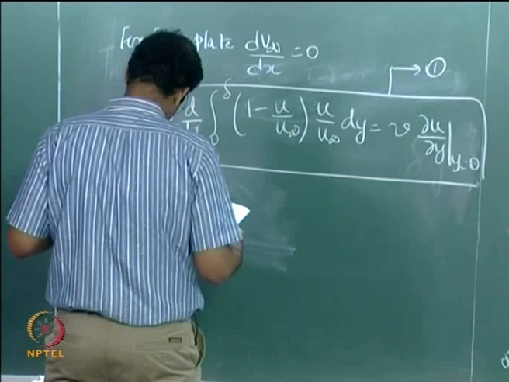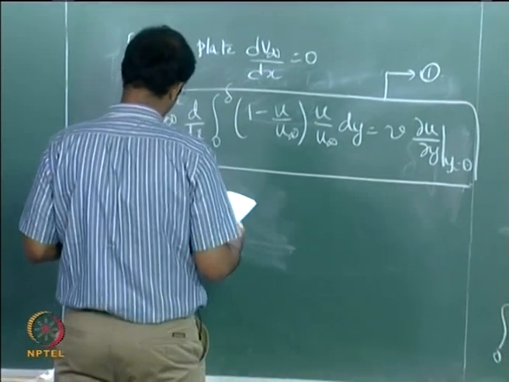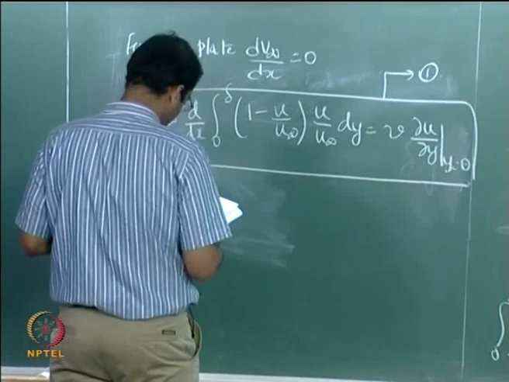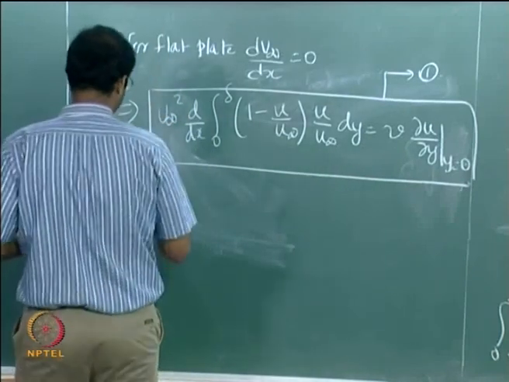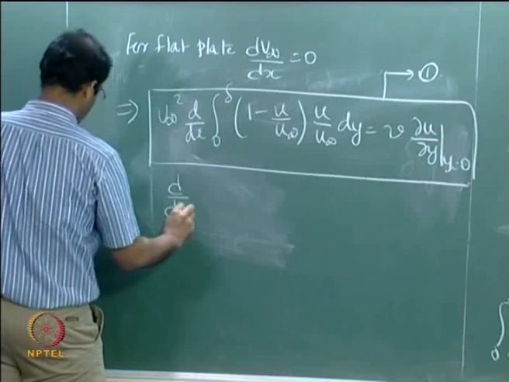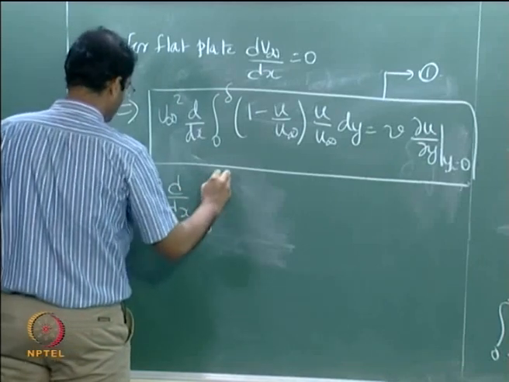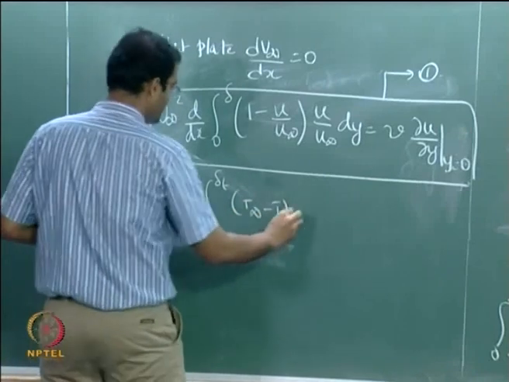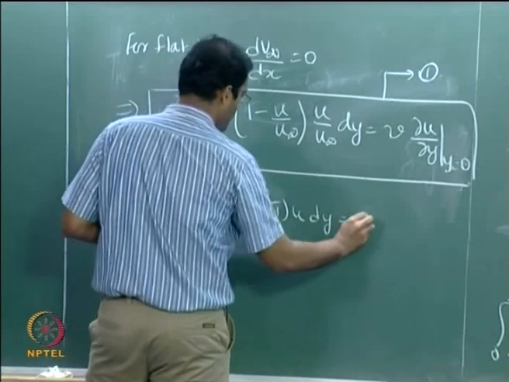I am going to define my theta. In fact, I can write in terms of theta, but let me do it later. So just let me write down the energy integral equation: integral 0 to delta T of (T infinity minus T) u dy should be equal to alpha.